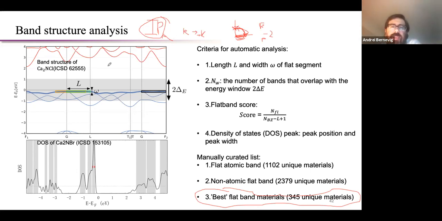So I claim that it's a one-to-one relation if you don't include particle hole. You can write everything like that.